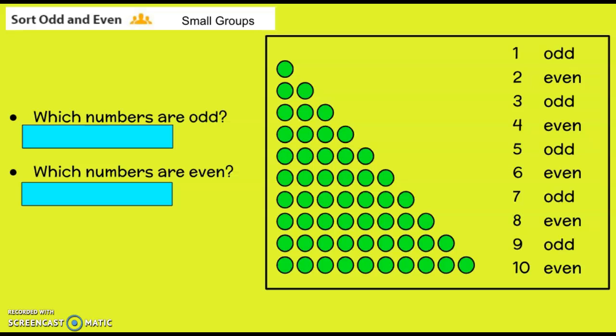Which numbers are odd? Do you see the pattern? 1, 3, 5, 7, and 9 are odd. Which numbers are even? 2, 4, 6, 8, 10 are even.